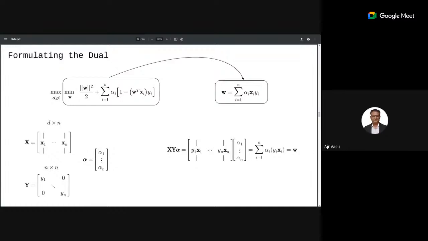Can I ask? Maybe we should have probably asked this in the MLF stage only. But when we take this Lagrangian, why do we maximize alpha? Why do we want to maximize alpha? That's something which I'm not very clear about.